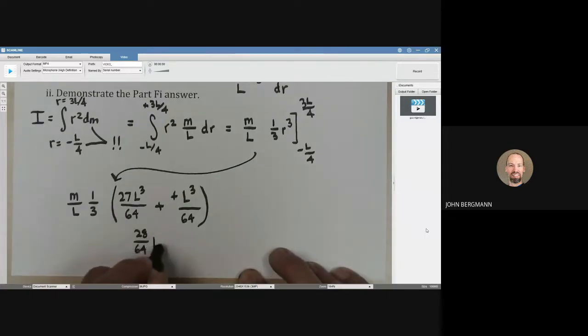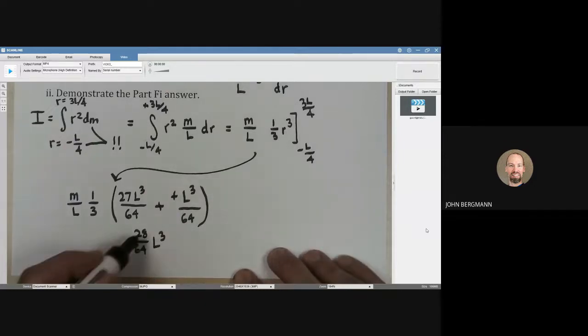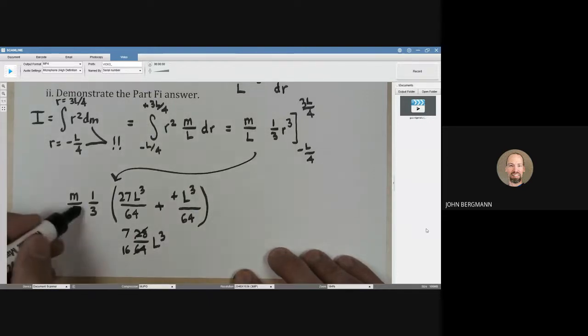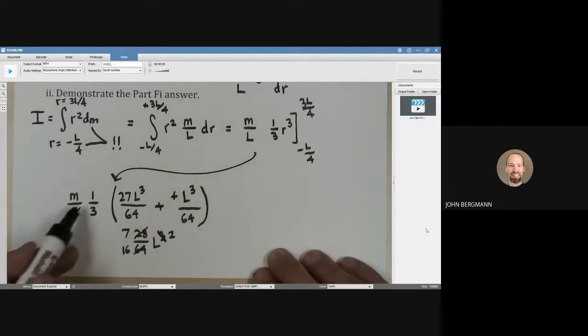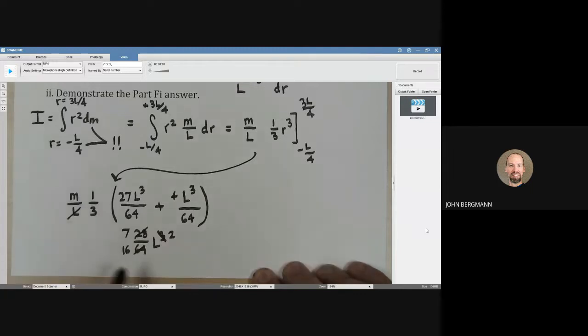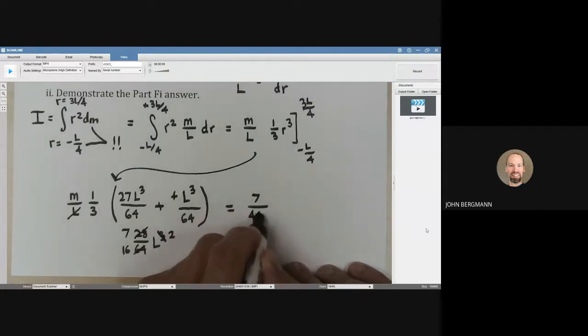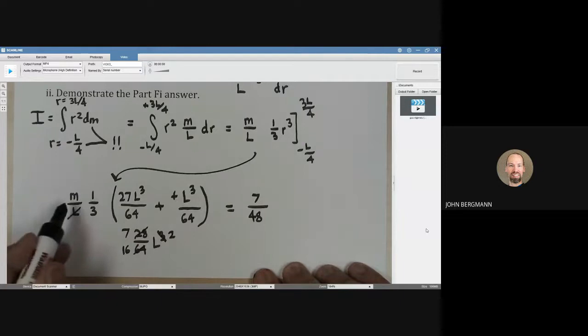28/64 L cubed. Can we reduce that? How about a common factor of 4? So that would be 7/16. And then I've got an L in the denominator there, which cancels out one of these here. So let's multiply these out. 7 in the numerator, 48 in the denominator. 7/48 ml squared.